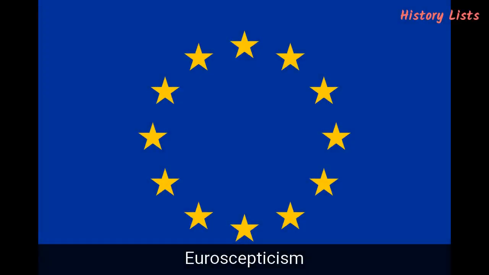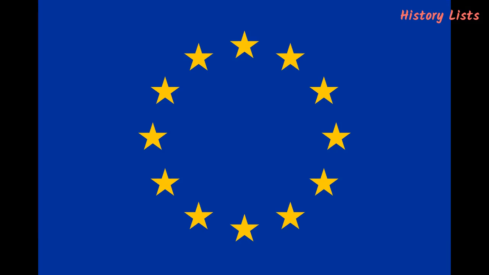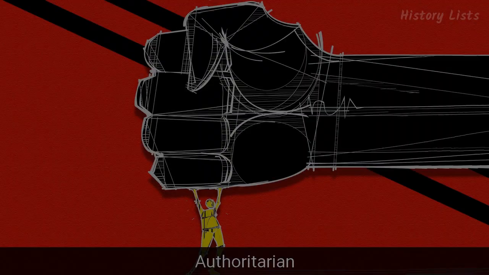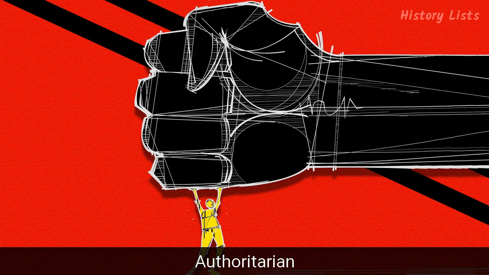Number 3. Euroscepticism. Thatcher is said to have been a staunch nationalist. She supported the UK's entry into the European Economic Community in 1973 and signed the Single European Act in 1986, but she became increasingly Eurosceptic in her later years as Prime Minister. Many felt that her anti-European sentiments were holding the UK back and that the country was losing its influence in European decision-making.